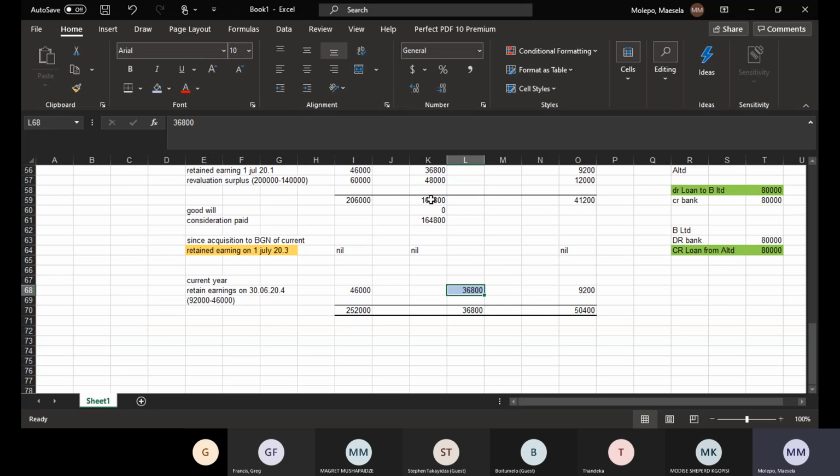But the one for A, if it was long-term borrowings but A Limited, we were going to eliminate it because it's within the group. So anything outside the group is going to form part of our group. But anything that was meant within the group needs to be eliminated. Then we have the current liabilities, which will be the 15,000 plus the 66,000, giving us the total of 81,000.